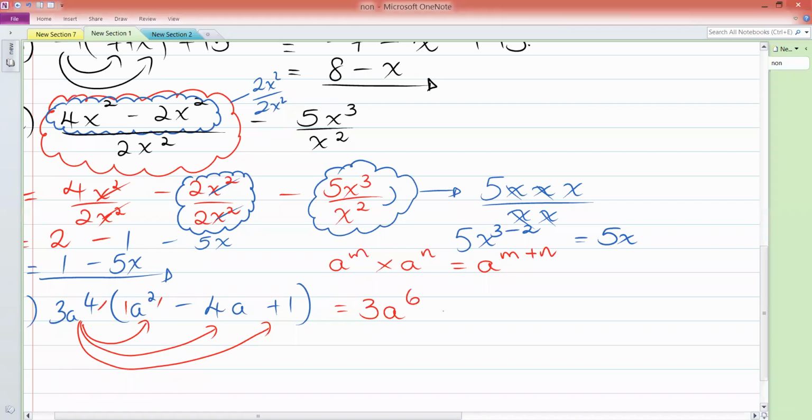Well done. Then 3a to the 4 multiplied by negative 4a. Let's start with multiplying the coefficients. So positive 3 multiplied by negative 4, we're going to get negative 12.